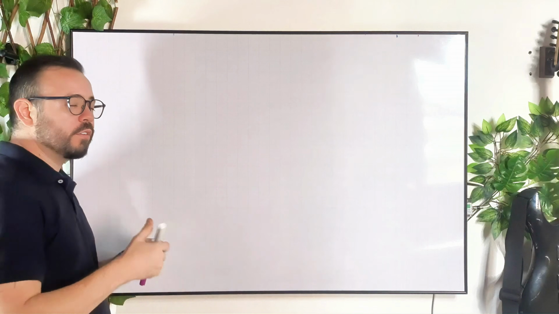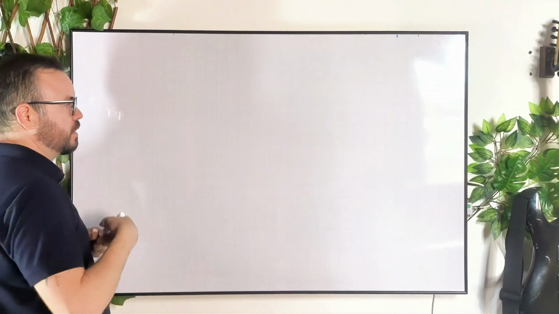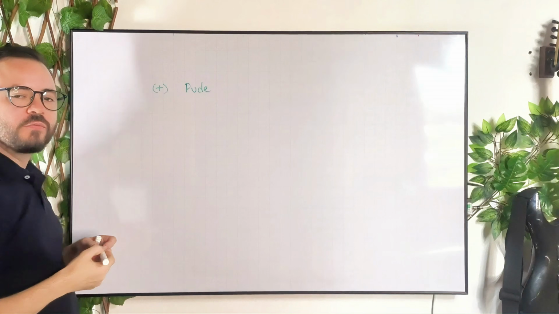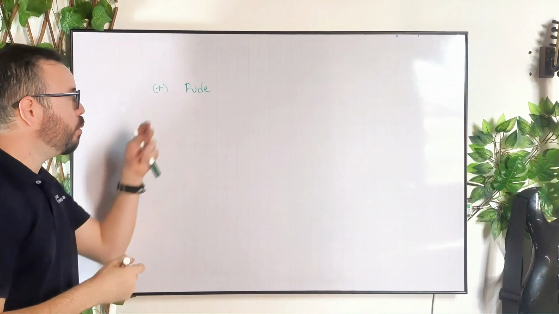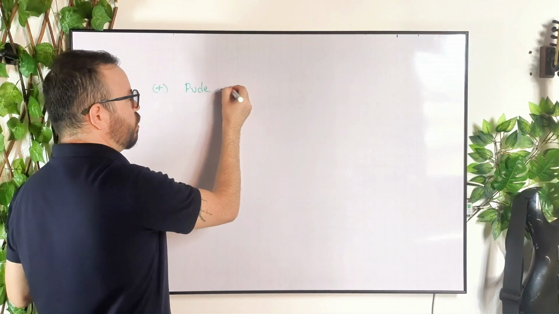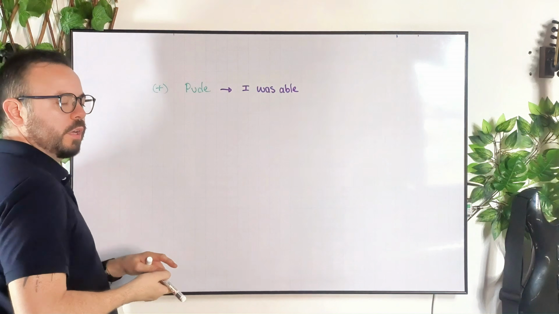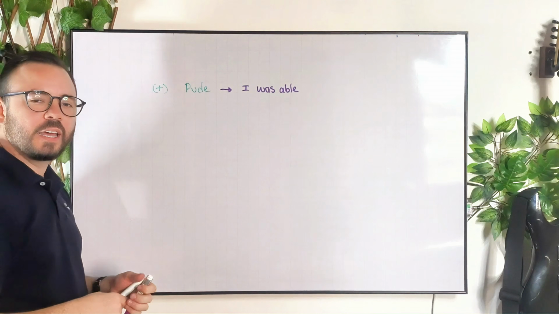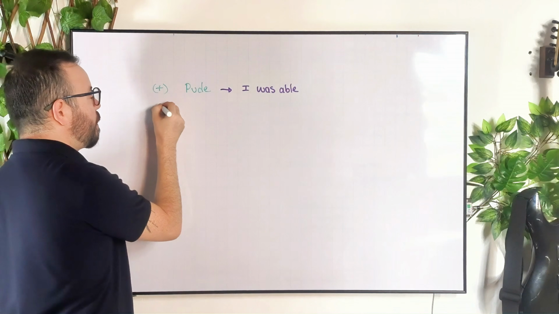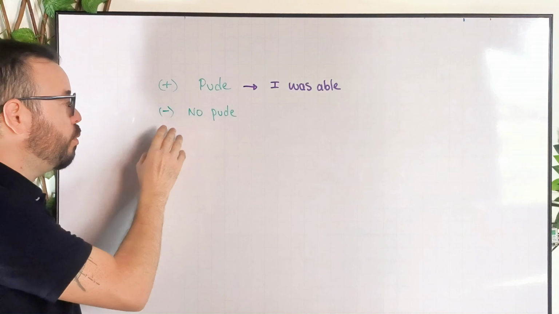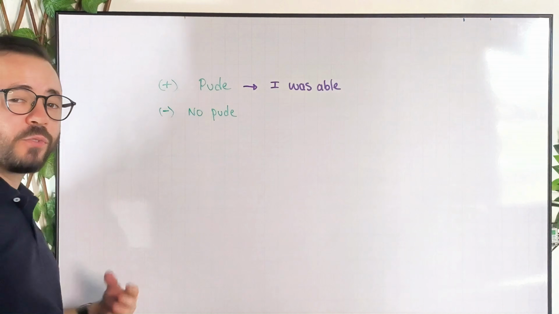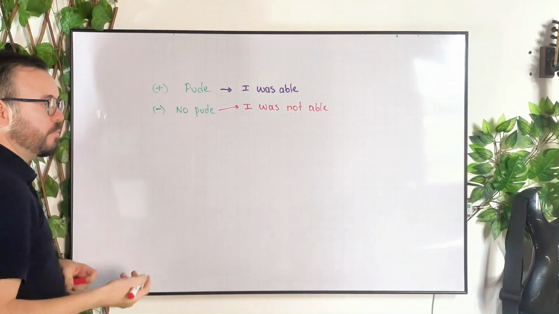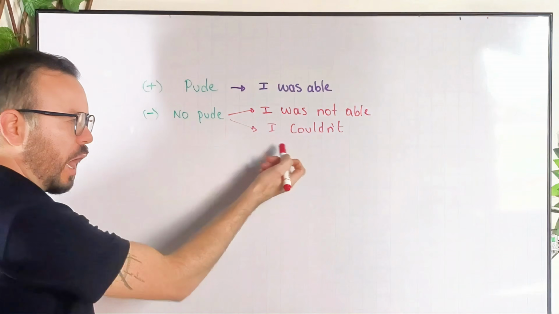Okay, let's use the conjugation that we have for the I form just as an example, okay? So let's say pude. This one will be a positive form, okay? So if I say pude, this in English will be just I was able, right? Pude is just I was able, positive form. But what if I want to say this in the negative form? What if I want to say no pude? So for this negative form, we're going to have two different translations, okay? So you can say I was not able, or we can also say I couldn't, okay?